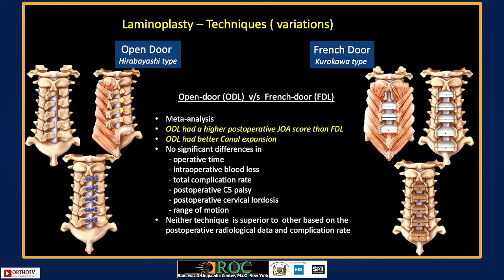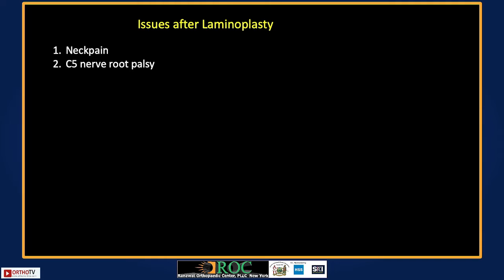So we've gone through the literature and meta-analysis of all studies, wherein there's no significant advantage of one procedure over the other. However, the open door laminoplasty has a better post-operative JOA score than the closed door, or the French door. And it also has a better canal expansion. However, in terms of operative time, blood loss, complication rate, C5 palsy, which is an important complication, and loss of range of motion, all these factors are more or less the same. So now we come to what are the issues.